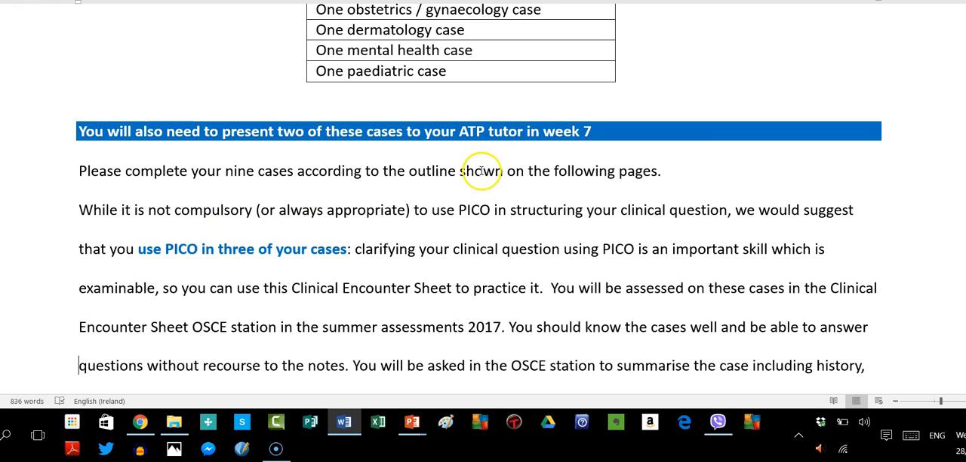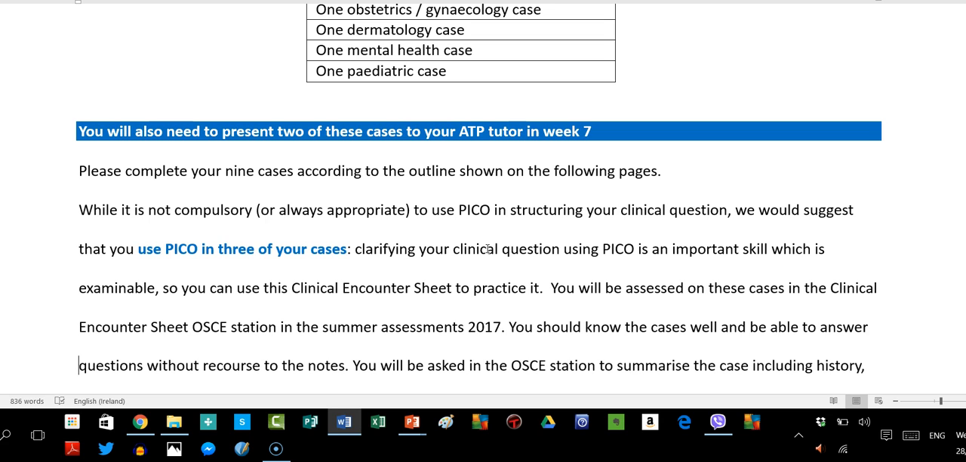The 9 cases should be submitted according to the pro forma template shown on the next screen. It's not compulsory to use an evidence-based medicine PICO structure for your clinical questions, but we do suggest that you use PICO structure in 3 of them. Because clarifying a clinical question using the PICO structure is such an important skill, it's also examinable, and you can use your clinical encounter sheet to practice this.